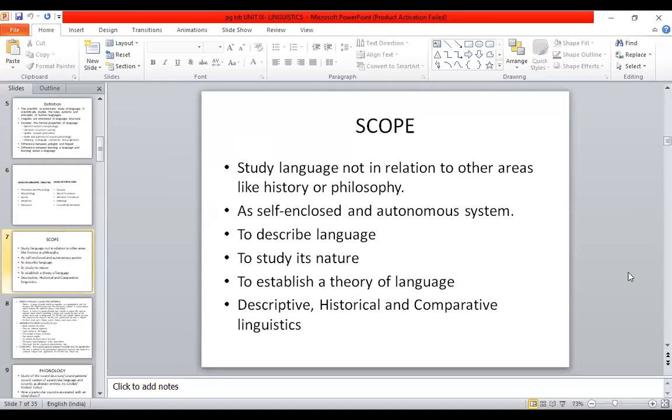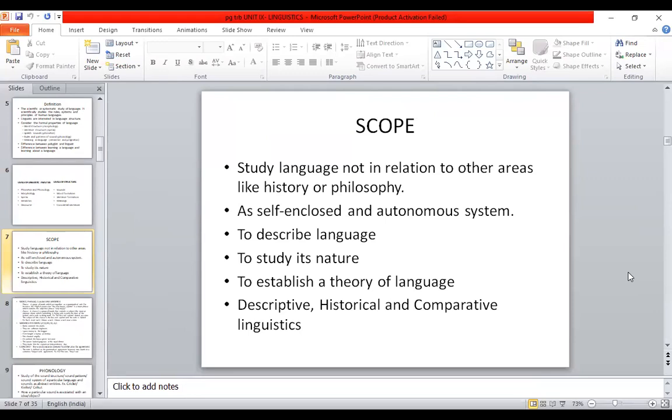Then, to establish a theory of language. Once you study the nature of a language, you try to establish the theory of language. So different theories of language that we did, in the last session on the English language, right? So different theories about language.